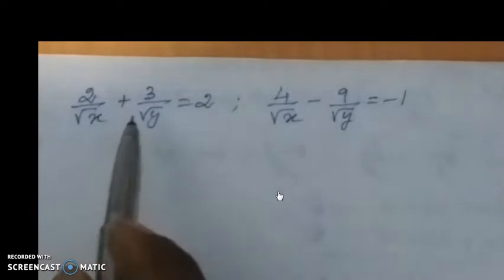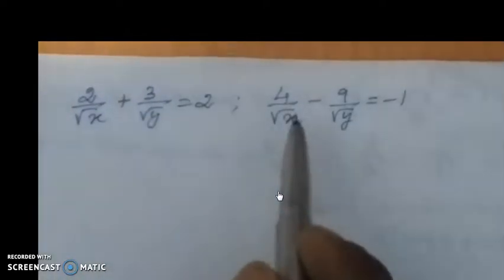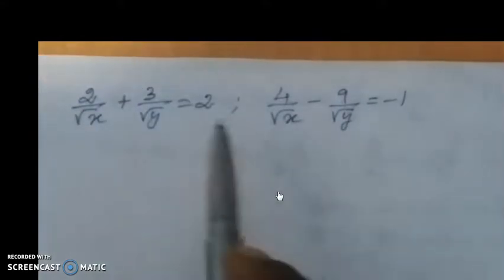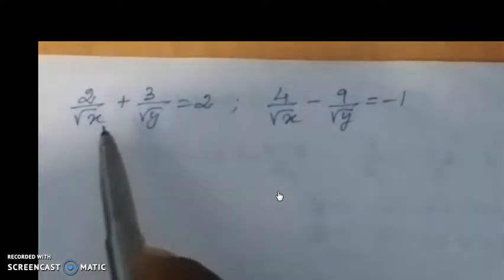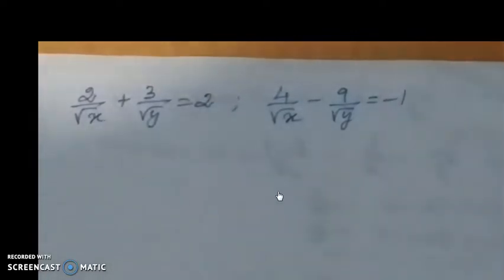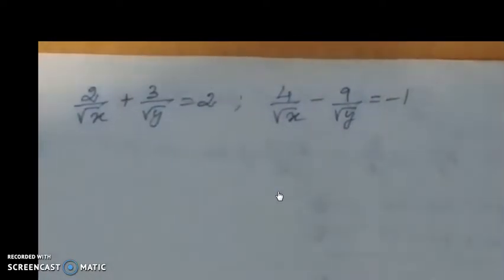So we have 2 by root x plus 3 by root y equals 2, and 4 by root x minus 9 by root y equals minus 1. Here the variables are in the denominator. Therefore, definitely the given equation is not a linear equation. It is a non-linear equation. So we are going to use substitution to convert this into a linear equation.